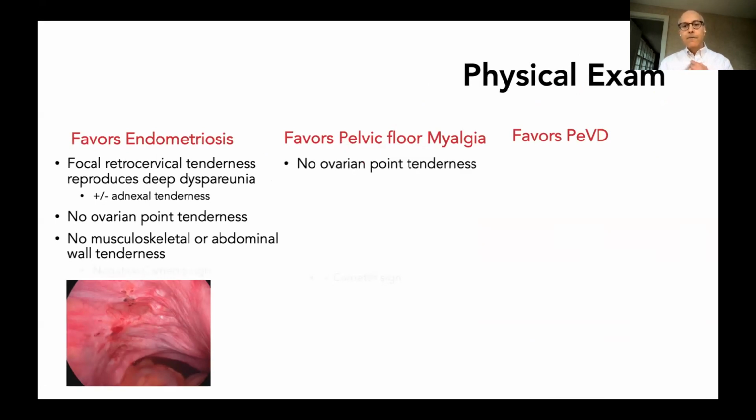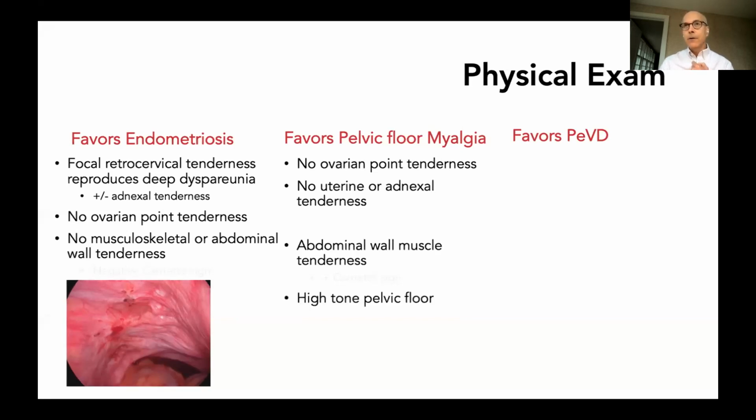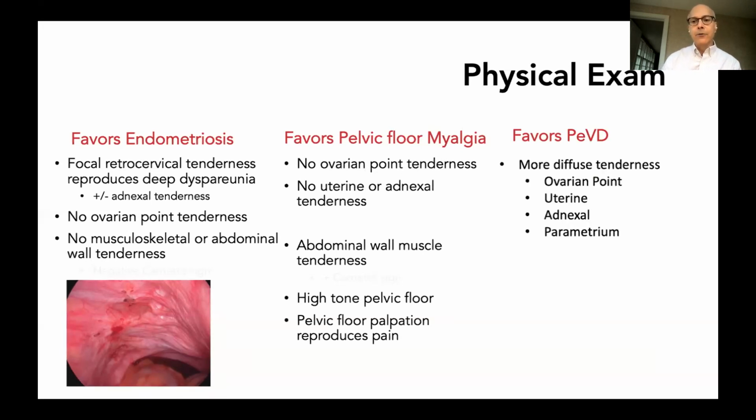What favors pelvic floor myalgia are no, again, pelvic ovarian point tenderness, no uterine or adnexal tenderness at all, but tenderness in the abdominal wall and the pelvic floor, along with pelvic floor high tone. And often you can reproduce the pain by pushing on specific muscle groups in patients with pelvic floor myalgia.